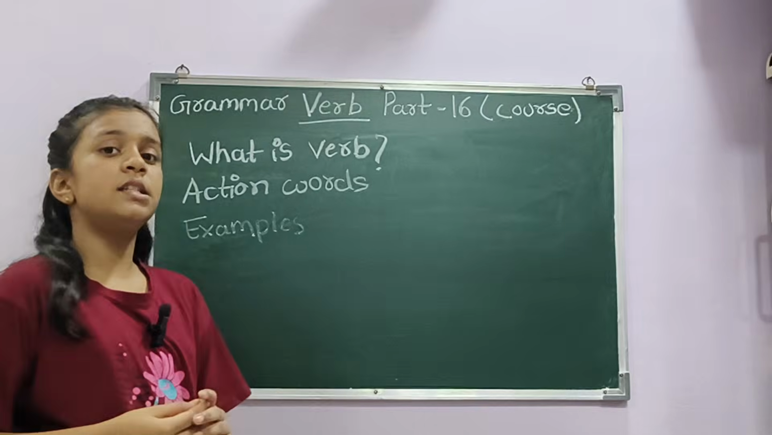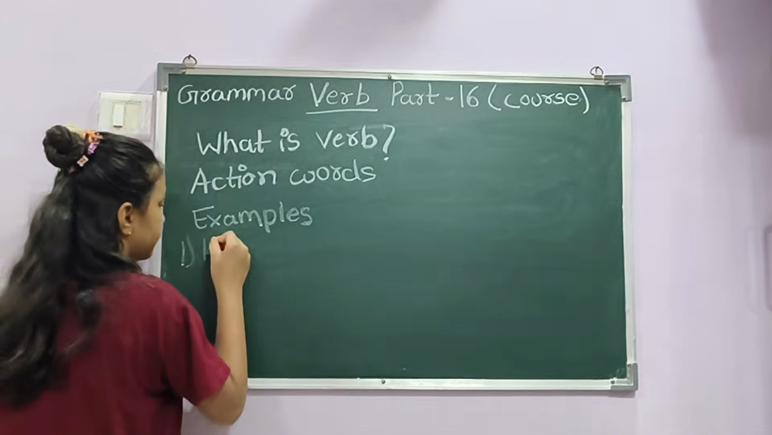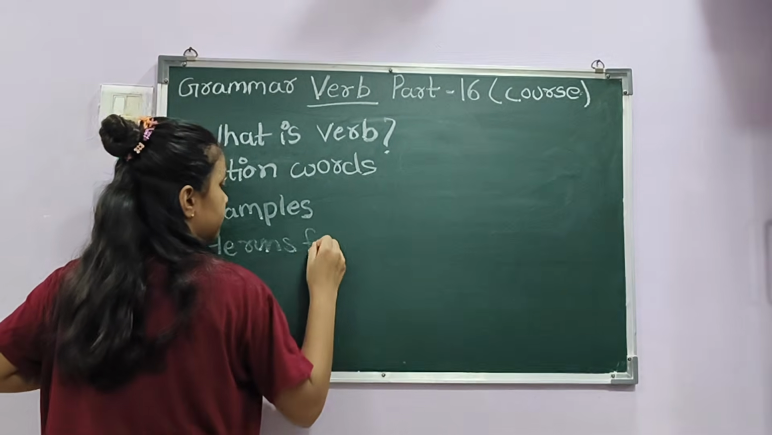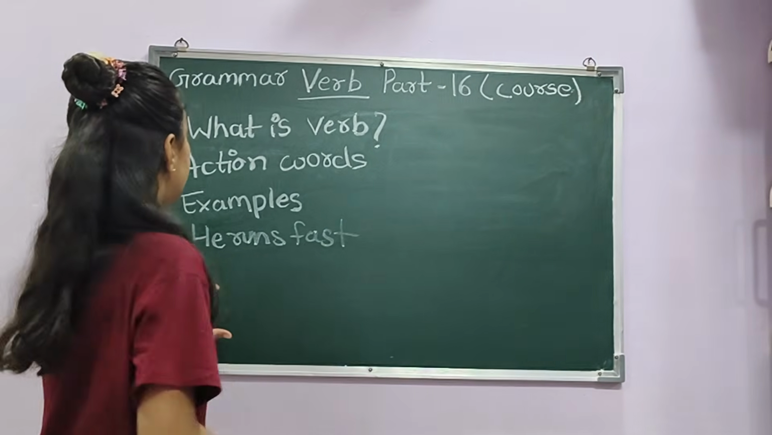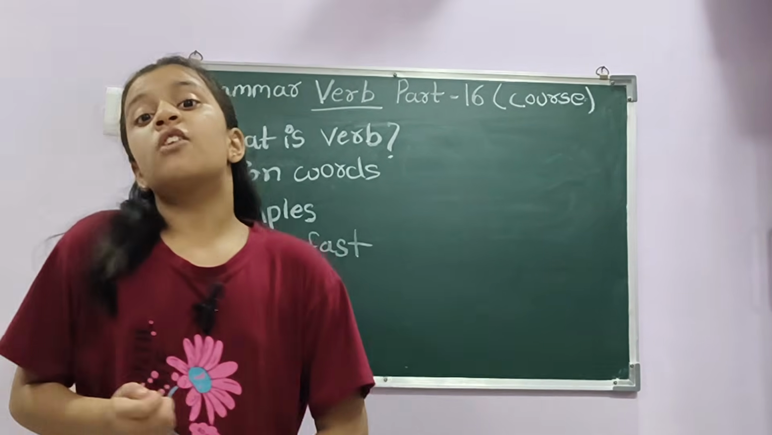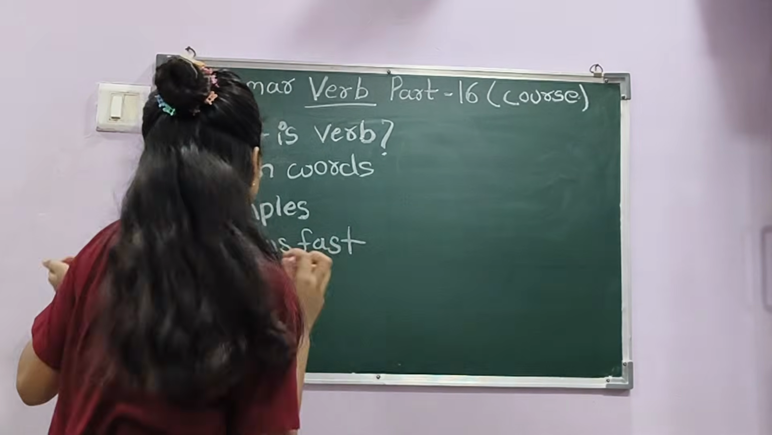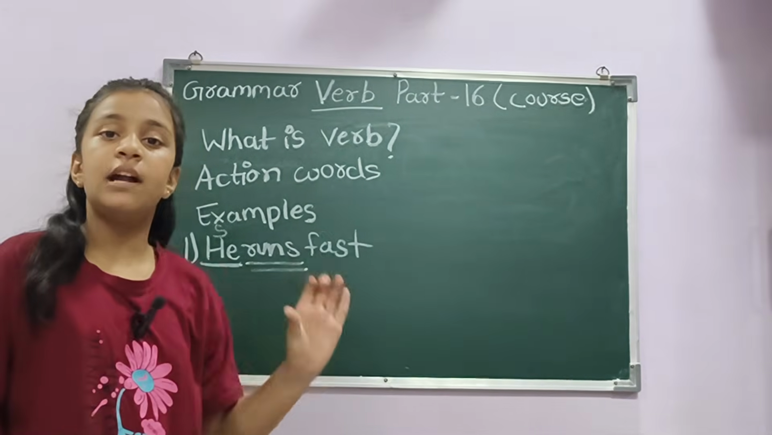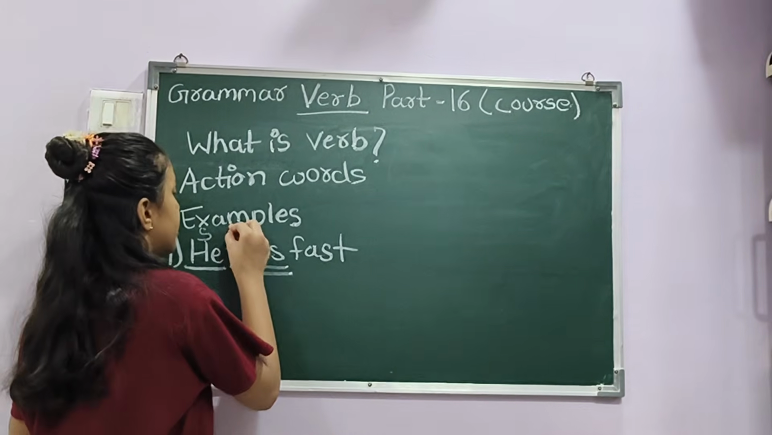My first example is: he runs fast. Here, he is the noun, the subject in the sentence. What is he doing in the sentence? He is running. So in the sentence, runs is the action word, meaning he is doing an action, that of running. So this is our verb.